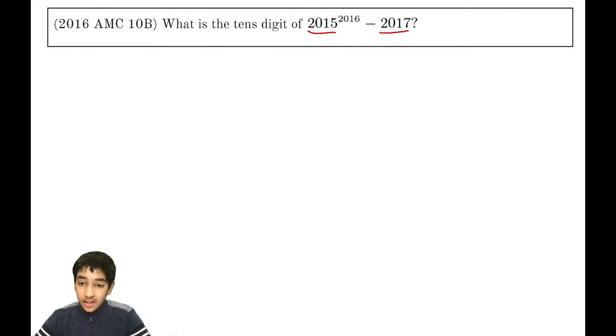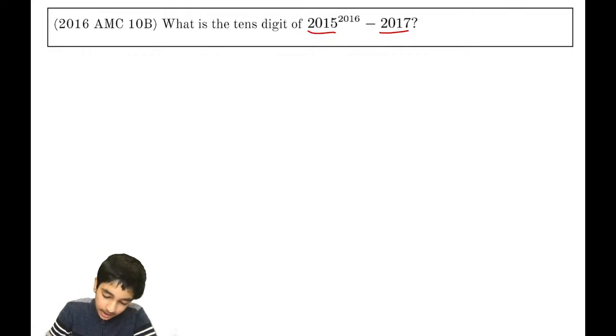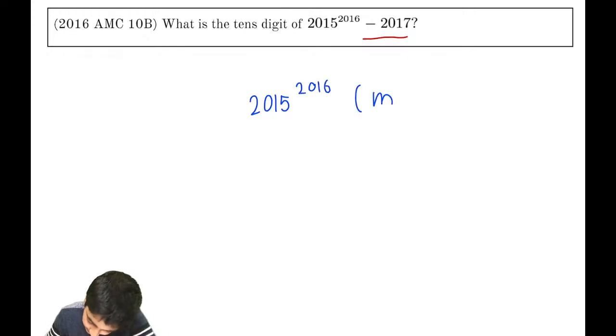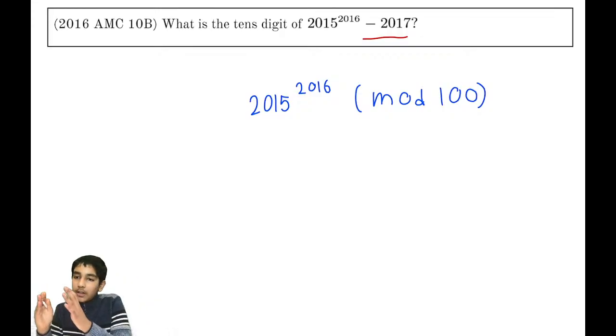Okay, so it looks like some of you have some good ideas. Basically, just ignore this 2017 term; it's not that hard, you can just subtract it at the end. So let's find the value of 2015 to the power of 2016 mod 100. Because if you think about it, in order to find the 10th digit of a number, we really just need the last two digits. So we can just find the number mod 100.